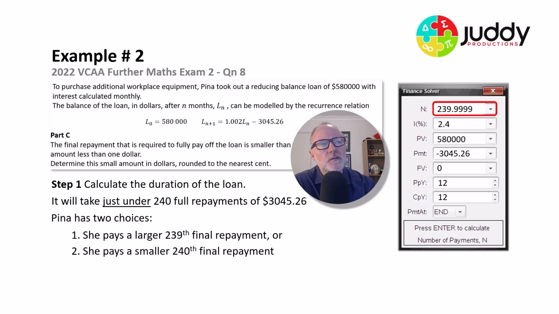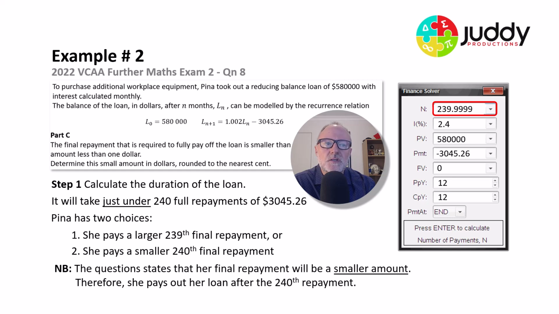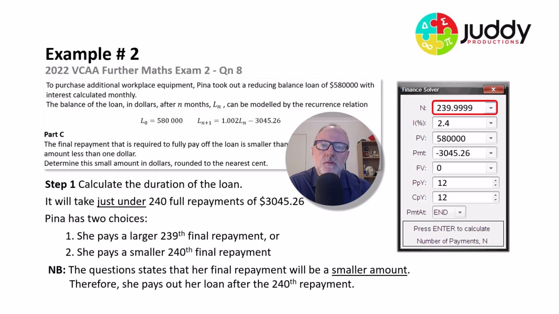And because the home loan is finished in 239.99999 months, this means if she pays a full 240th, she'll have some change left over from her $3,045.26. Note that the question states that her final repayment will be a smaller amount. Therefore, she pays out her loan in the 240th repayment. Let's now perform this calculation using the Finance Solver.